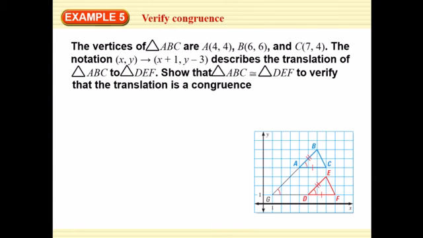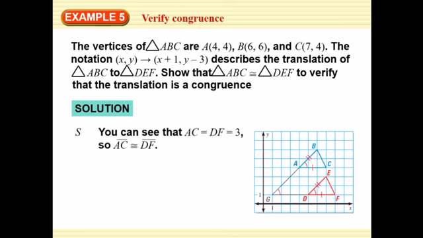Alright, here in example 5. We are verifying that the translation from triangle ABC to its image, triangle DEF, is a congruence. So we can see that AC is congruent to DF. And we can also figure out, using other pieces of information, that we're going to have some other parts congruent as well. You can see that they're already marked.